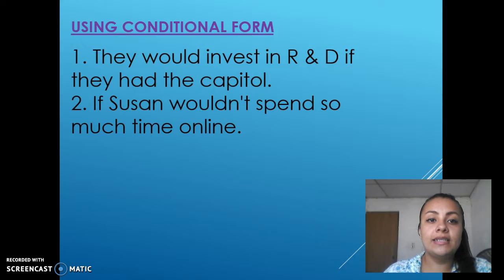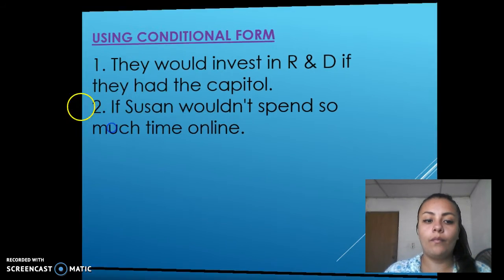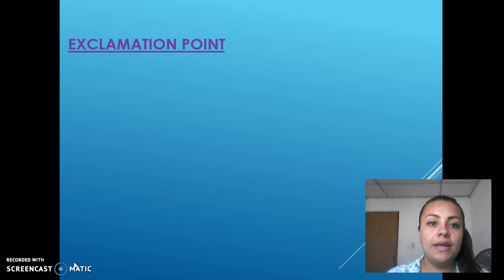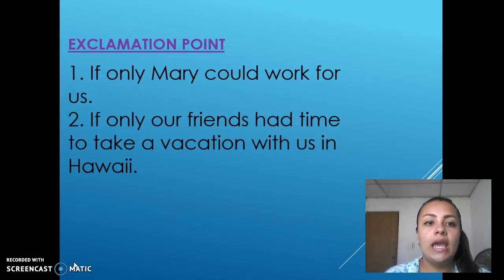The other exercise is, if Susan wouldn't spend so much time online. In this case, the conditional form is "if Susan wouldn't spend." You can see the auxiliary and "if." The other is the exclamation point. In this case, you have to make sentences using an exclamation point, but you have to remember that it is in hypothetical situations. For example, an exercise can be, if only Mary could work for us. You have to exclaim something. You have to remark it: if only Mary could.